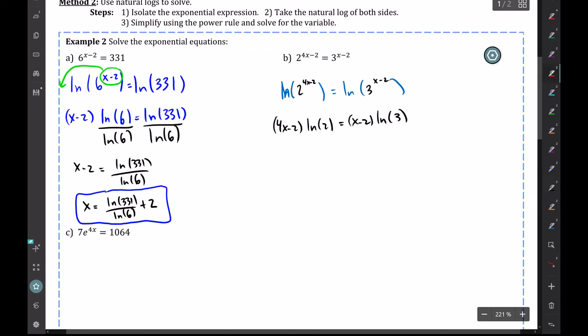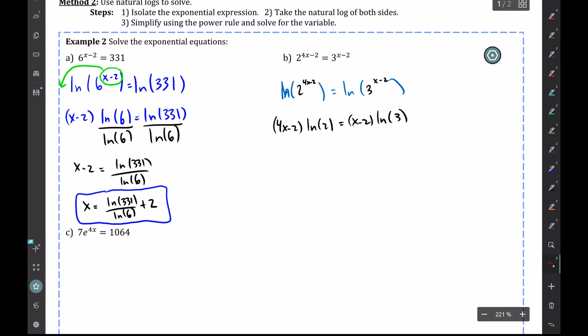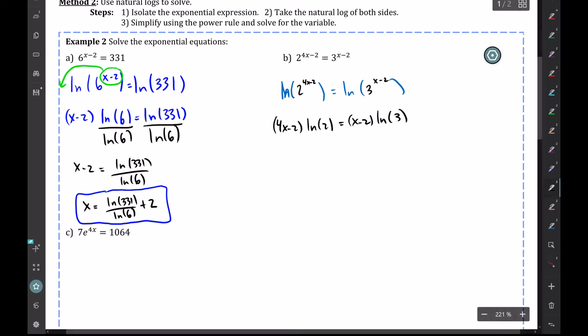And now what I want to do is distribute the natural log of 2 in front of the 4x and in front of the 2, and then I'm going to distribute the natural log of 3 in front of the x and in front of the negative 2. And that will then allow me to reduce this to an addition and subtraction problem. So this is natural log of 2 times 4x, so I'll write that as 4 times natural log of 2 times x, minus 2 times the natural log of 2, equals natural log of 3 times x, minus 2 times natural log of 3. And again, that was distributing that in here and here, and distributing this in there and there.